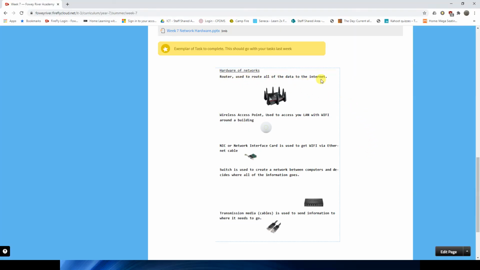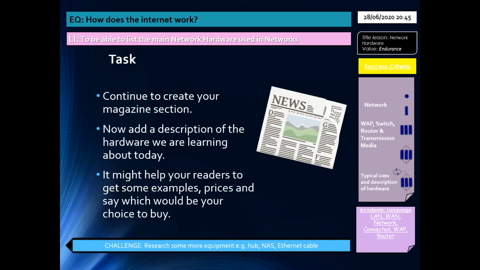So giving each of the types of hardware, so router, a picture of a router, wireless access point, NIC or network interface card, a switch, and transmission media. Descriptions of each. But I'd like you to take this further by trying to find some comparisons of prices on which one you would pick. For a challenge this week, try and look at some other things which are available to build networks, such as a hub, an NAS, and more research about Ethernet cables.